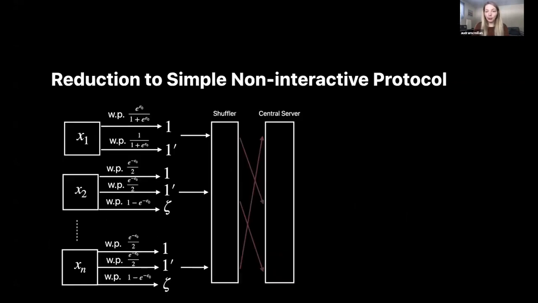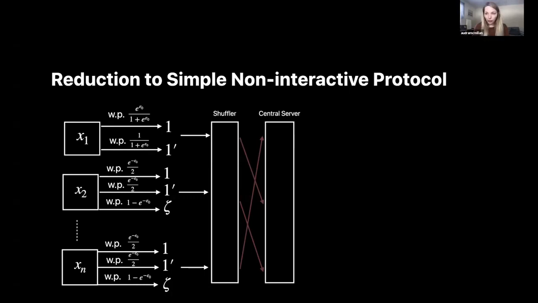So now we have this reduction, or we've at least kind of convinced ourselves that this reduction exists. And so we need to analyze this simpler mechanism. So first, let's talk about why this mechanism should have higher privacy than epsilon naught. So notice that if I just look at the output of x1, if the input is x1, it's slightly more likely to be a 1 than a 1 prime. And if the input is x1 prime, then it's slightly more likely a 1 prime than a 1. But slightly more likely only means by a factor of about e to the epsilon naught.